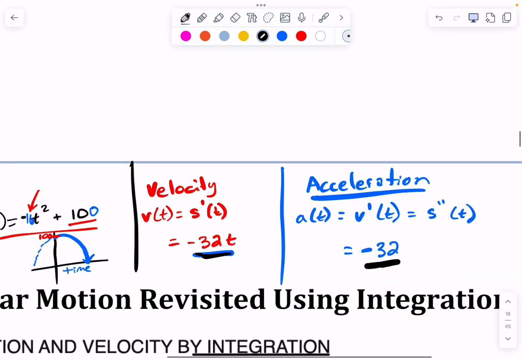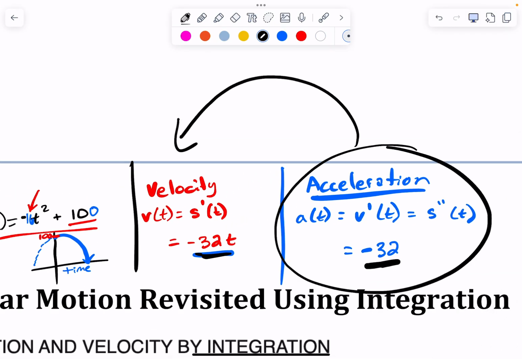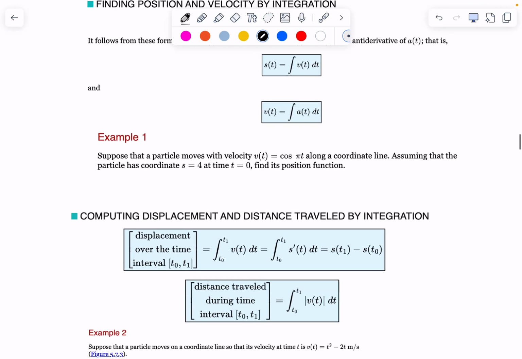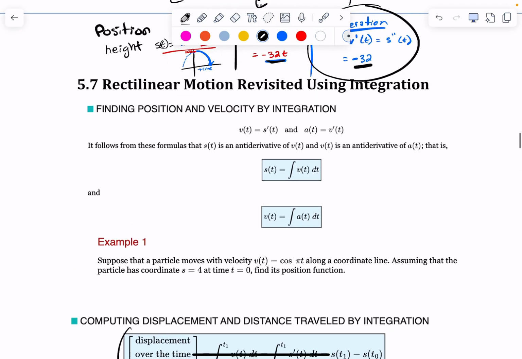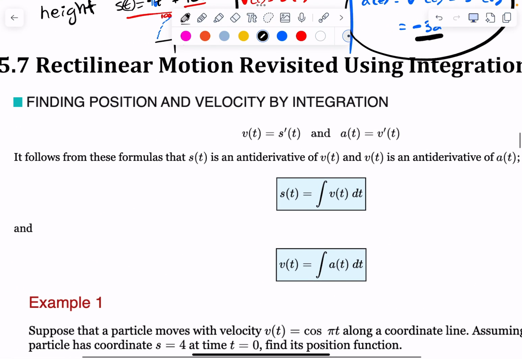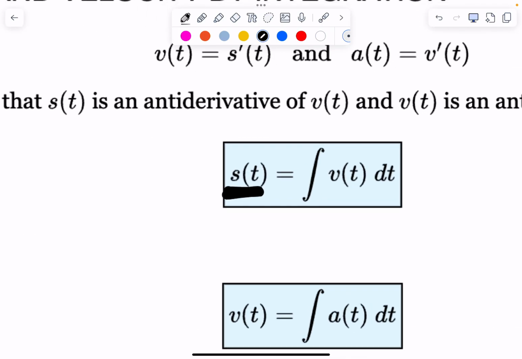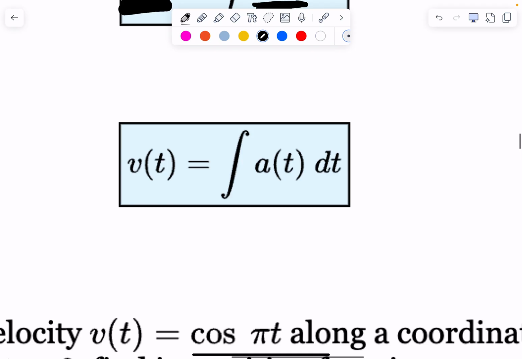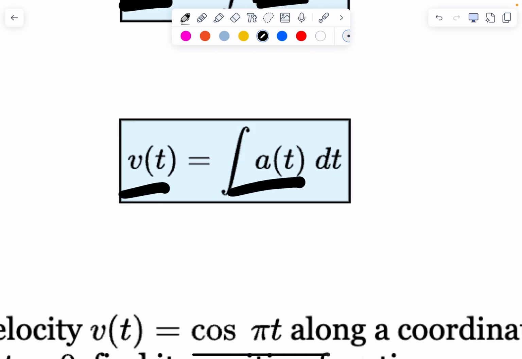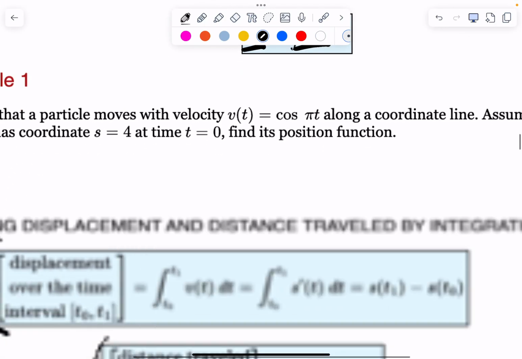Going back the other direction, if they give you acceleration, you're going to take the antiderivative to get back to velocity, and again to get back to position. That's essentially what we're doing. They're also going to talk about displacement versus distance traveled, so maybe we'll get to that. The antiderivative of velocity gives you the position function. The antiderivative of acceleration gives you velocity. Makes sense? Okay, let's do an example.